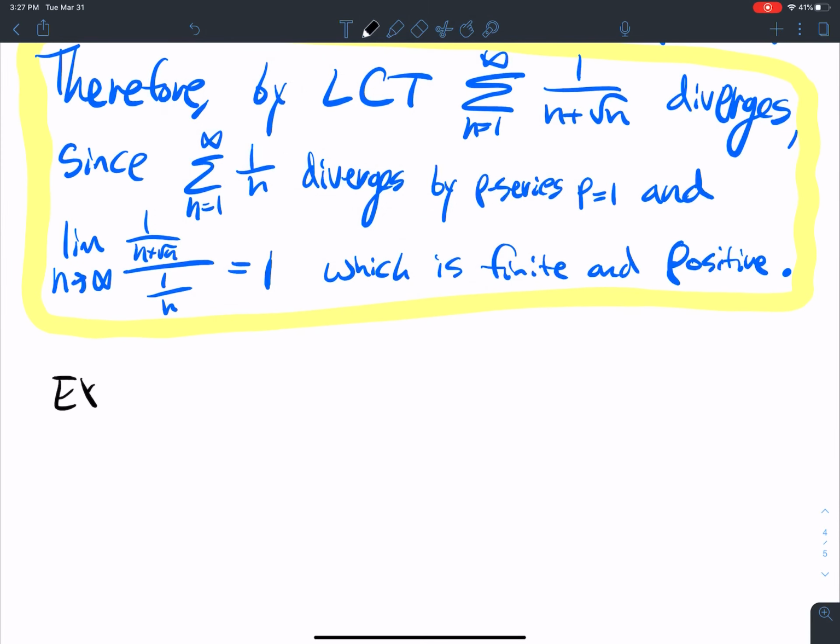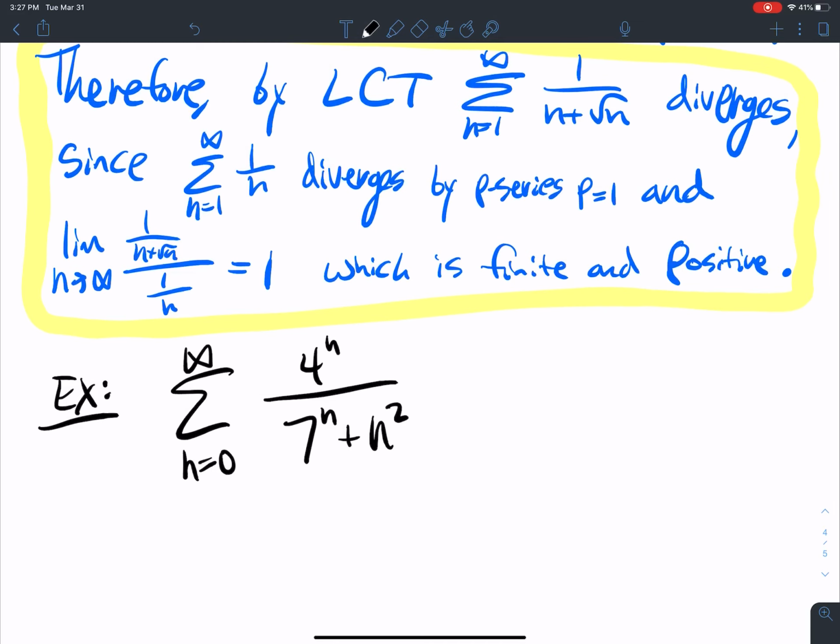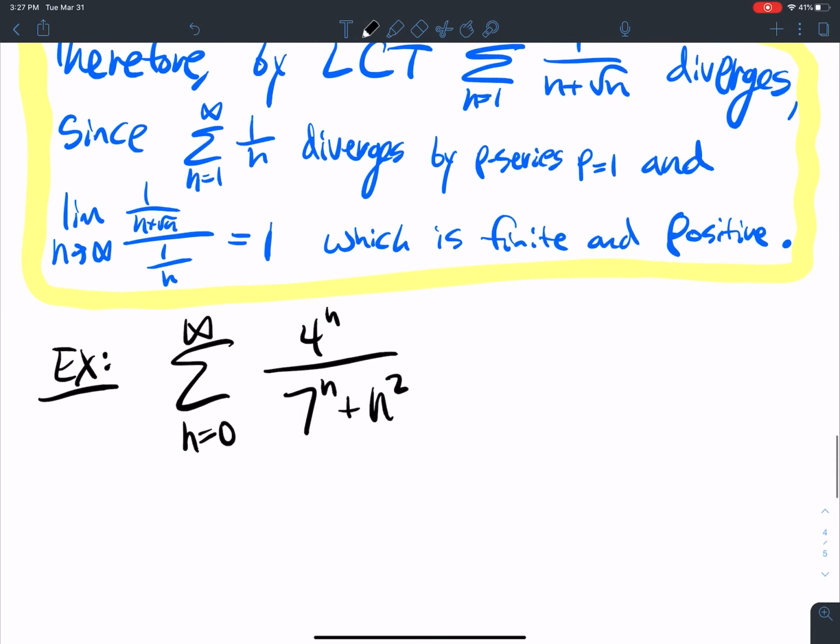Okay, here's another example. Series n equals 0 to infinity, 4 to the n over 7 to the n plus n squared. Okay, when I look at this, what's throwing me off here? Well, it's this n squared term. This makes it not a p series. And it's also not, well, if I have a to the n power, that's geometric. So it's not geometric either.